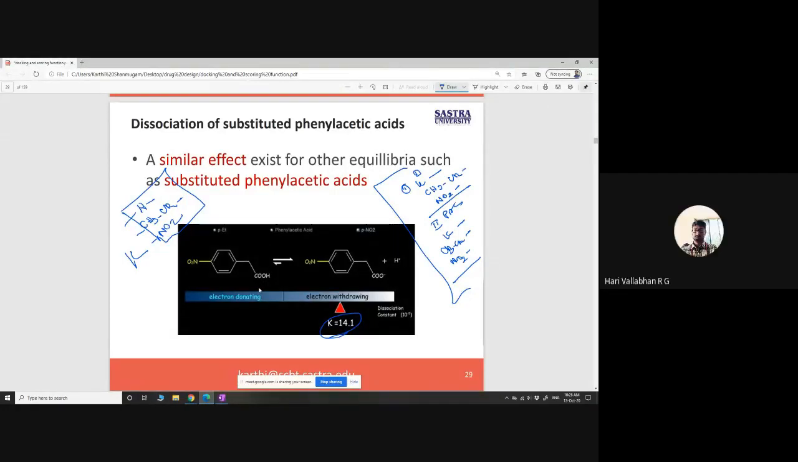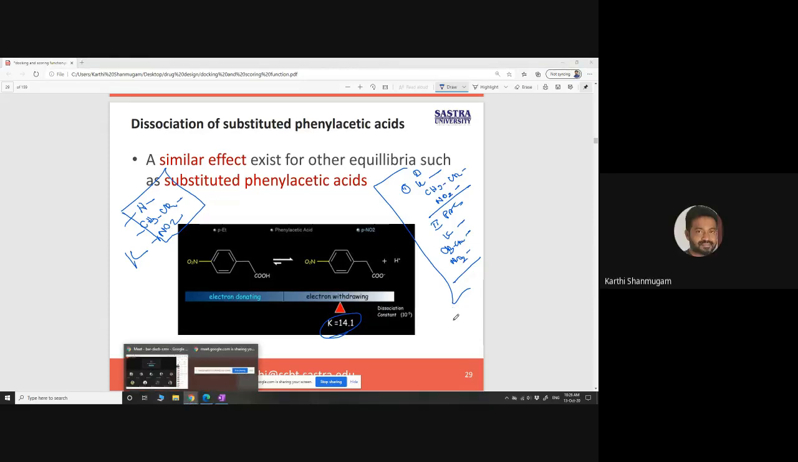Sir, the compound which has NO2 will be more acidic, sir. It will easily give out the H plus. Yeah, just go ahead. And the electron donating group, if it's present in the compound, the ionization will not be easy, sir. Okay. Who is answering? Harivallavan, sir. Okay, that is right. What he has said is right.